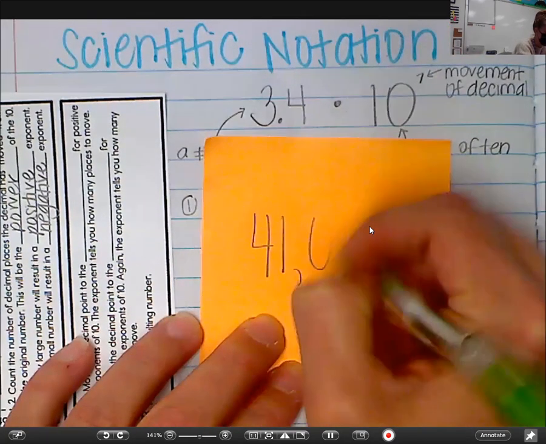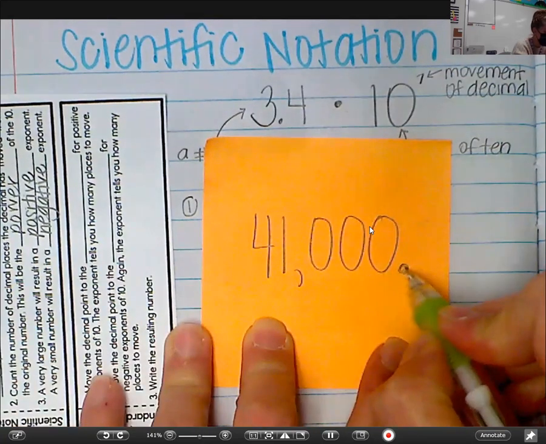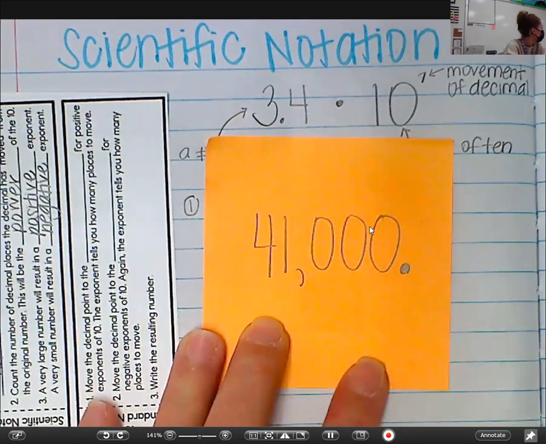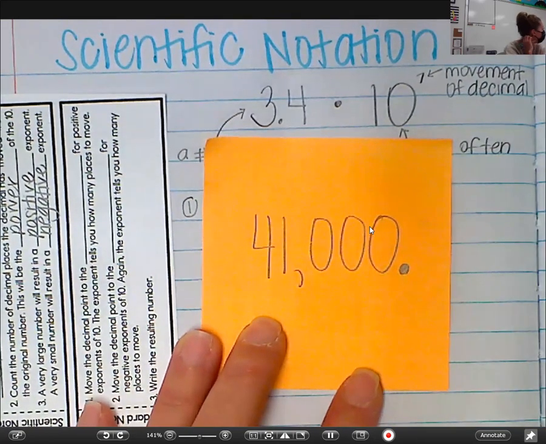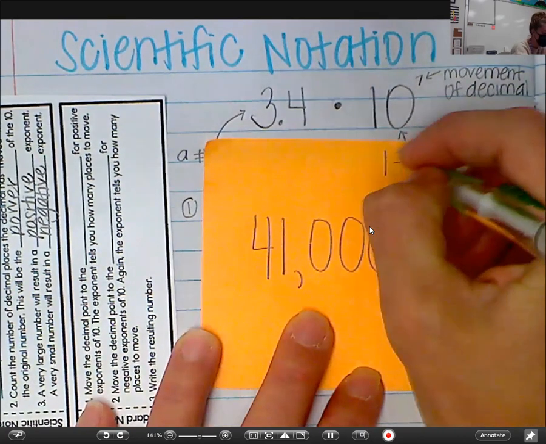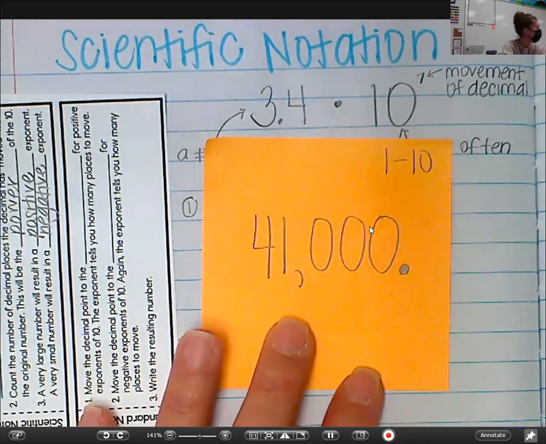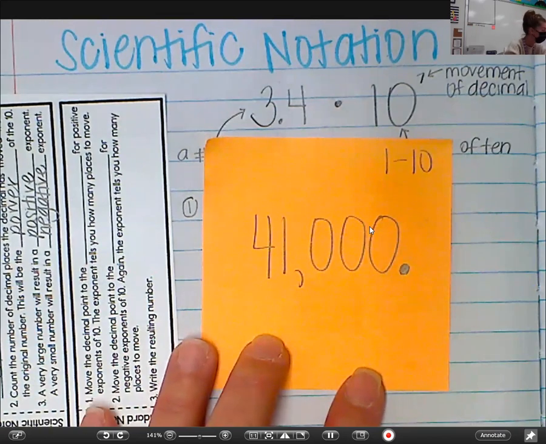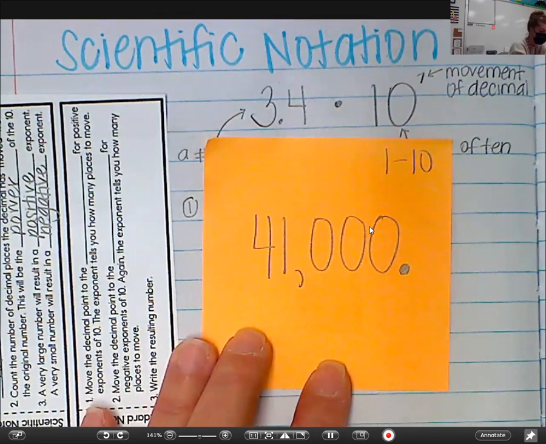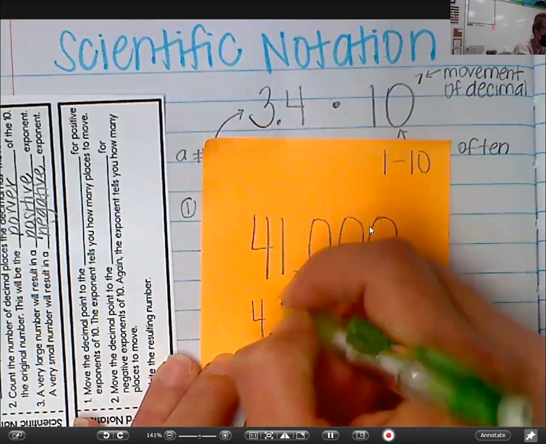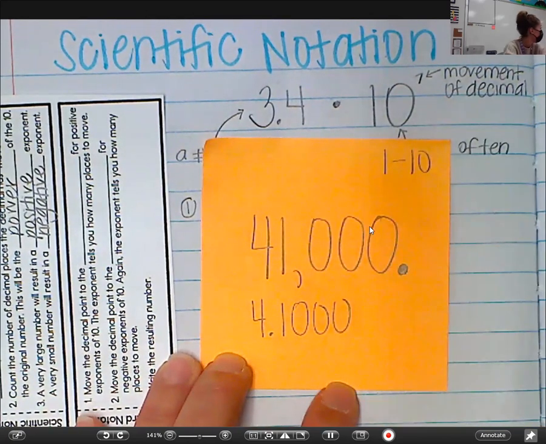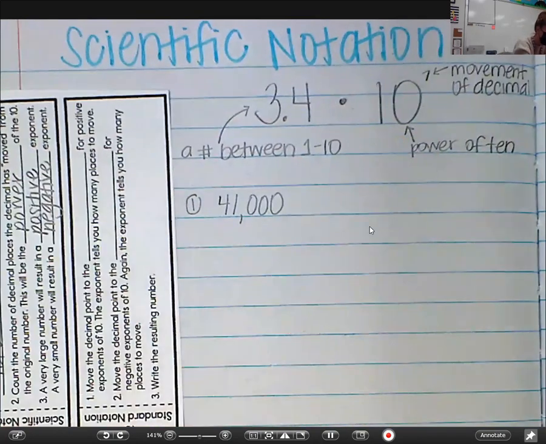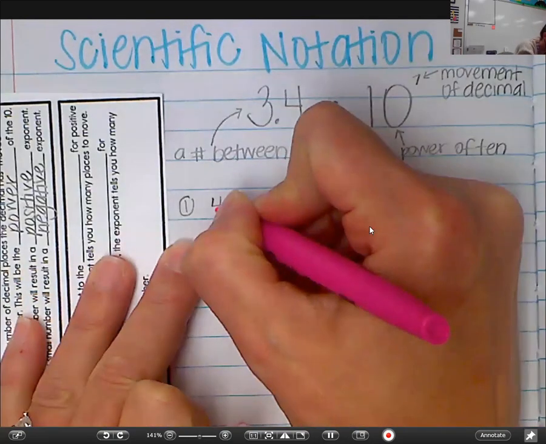41,000. So the decimal is currently here, right? Where, if I were to pick it up and put it somewhere else, where is the only spot I can put it to create a number between 1 and 10? There's only one place. Sean? After the 4, right? I would create 4.1 with a bunch of zeros. Everybody agree? Okay, so that's what we're going to do. We're going to place our new decimal between the 4 and the 1.